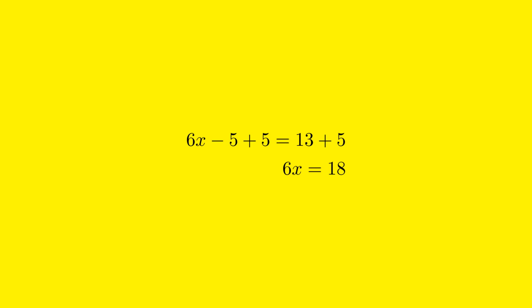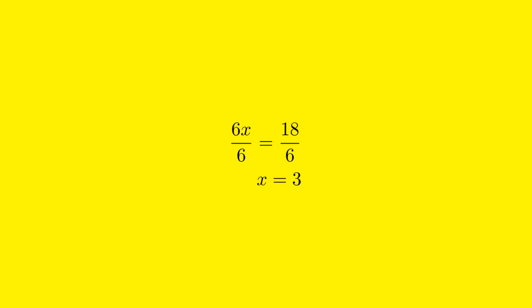So rewriting the equation, we have 6x minus 5 plus 5 on the left side and 13 plus 5 on the right side. This simplifies to 6x equals 18. By performing this step, we've simplified the equation to 6x equals 18, making it easier to solve for the variable x in the next steps.